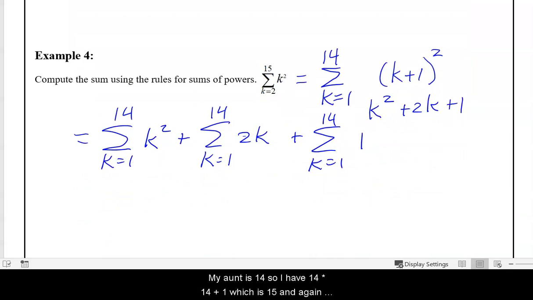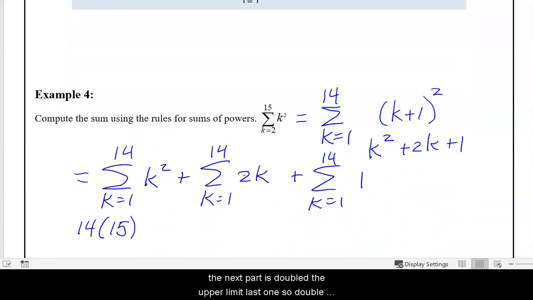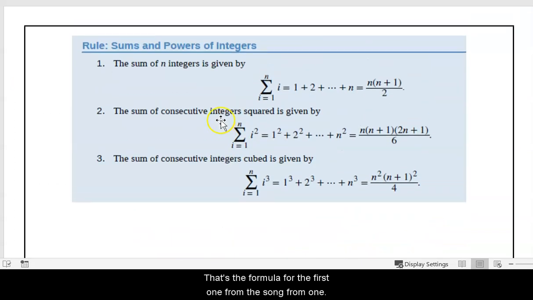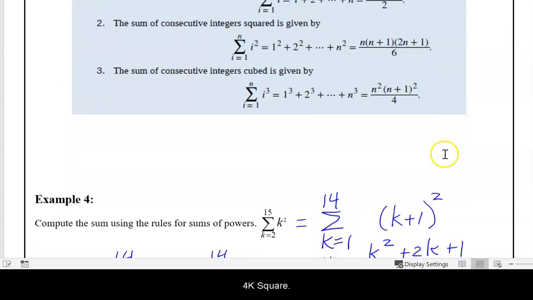My n is 14, so I have 14 times 14 plus 1, which is 15. And again, the next part is double the upper limit plus 1. So double 14 is 28, plus 1 is 29. And then I divide all of that by 6. That's the formula for the first one, the sum from 1 to n of i squared, or k squared.